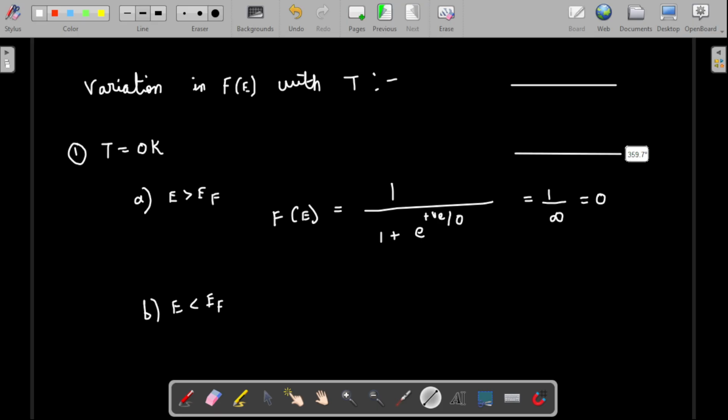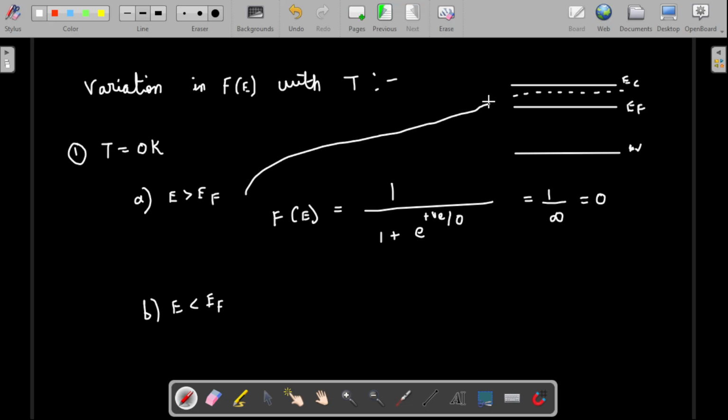So this is the conduction band, the valence band, and this is some EF that we have. Let's take an example that this is the EF. So this is EC lower band and EC upper band, and this is EF. If we take any energy level at this state, then what will happen? This is the condition here: E is greater than EF.